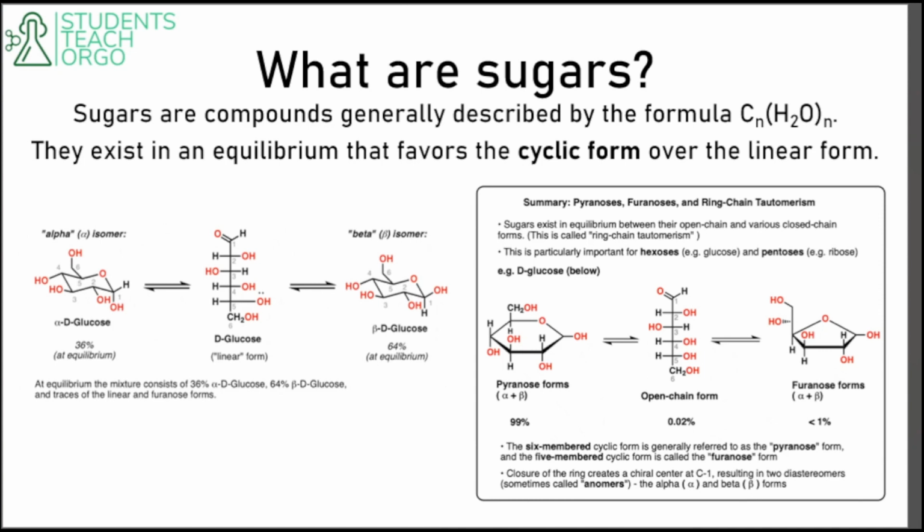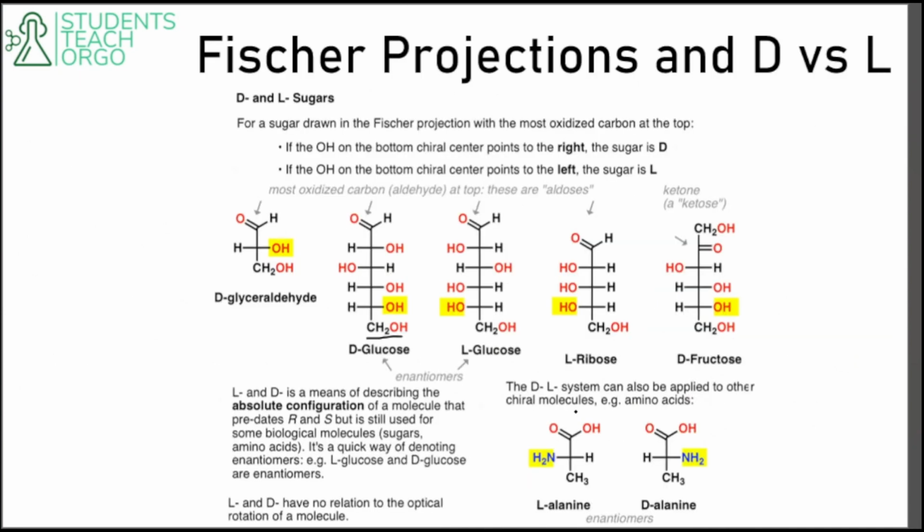Almost always we're going to see sugars in the cyclic form, almost always, right? So 99% of the time they will exist in the cyclic form. We will draw them in the Fischer form because interrelating between the Fischer and the cyclic form is extremely useful, and we'll be covering that in this video. All right, so let's continue.